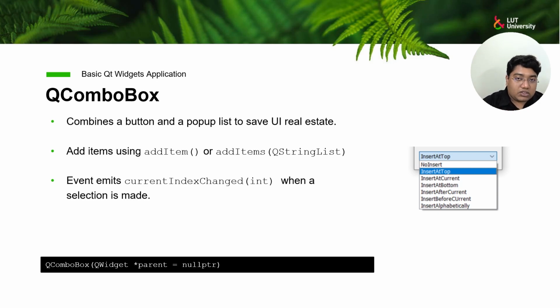Qt makes these combo boxes very easy to populate. We simply add items one by one, or we provide a list of strings all at once. Whenever the selected item changes, the combo box emits another signal. Let's go to the next one.